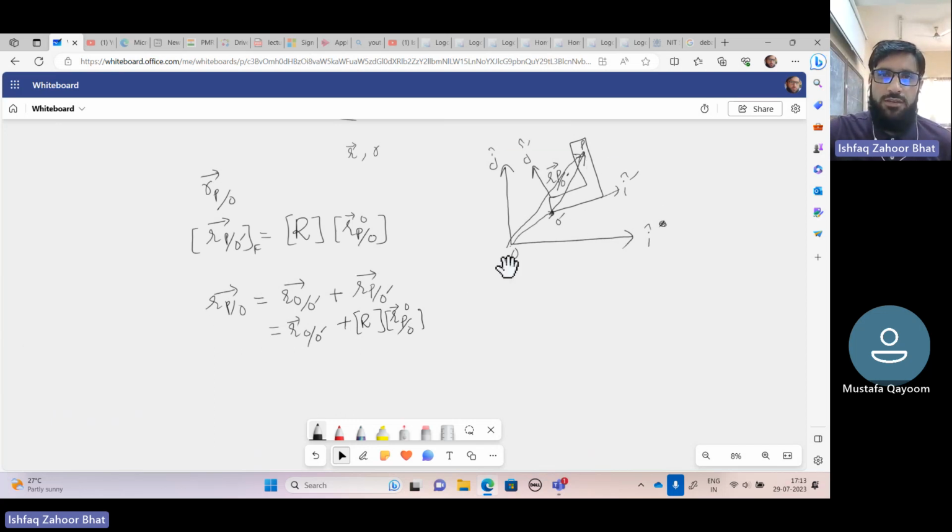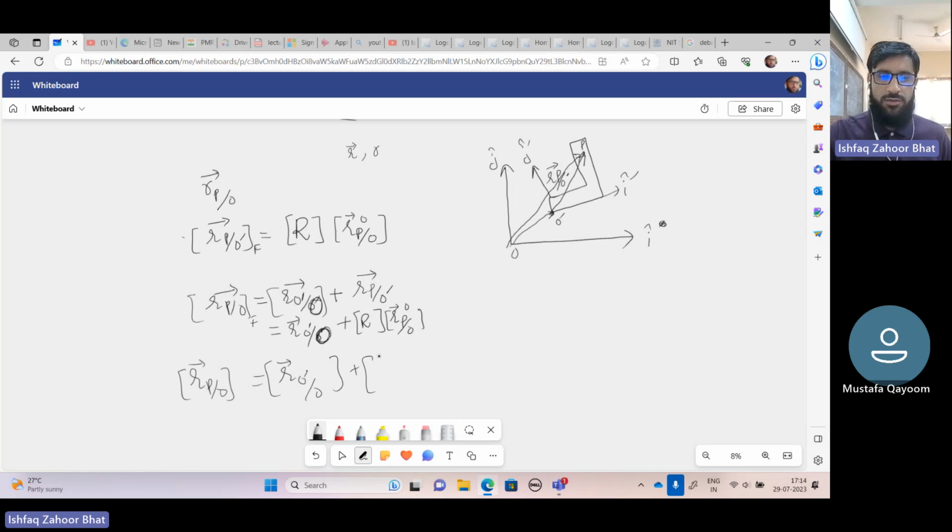So we have this position of this P with respect to O as R position of O dash with respect to O. So this is not, I have written it wrong. This is O dash with respect to O. Okay, and then RP with respect to O dash, that is R this. Okay, so RP with respect to O is equal to R. I am writing this all in component form, okay? In fixed frame. It is all R in fixed frame. Okay. So R O dash with respect to O.